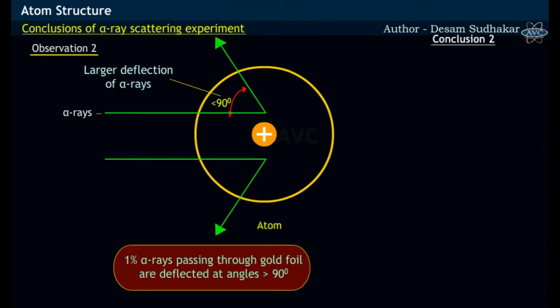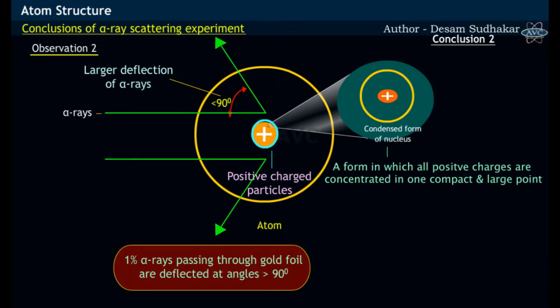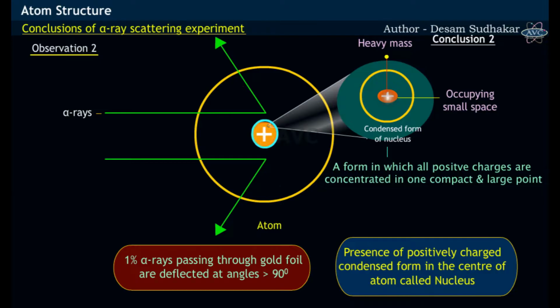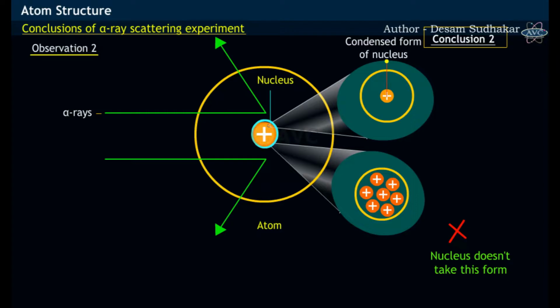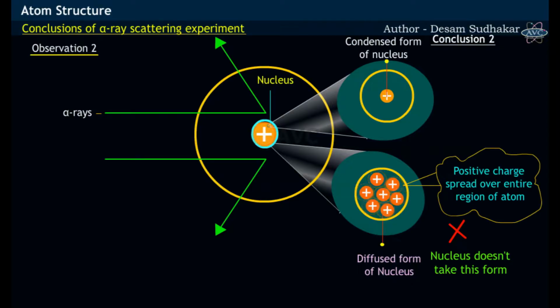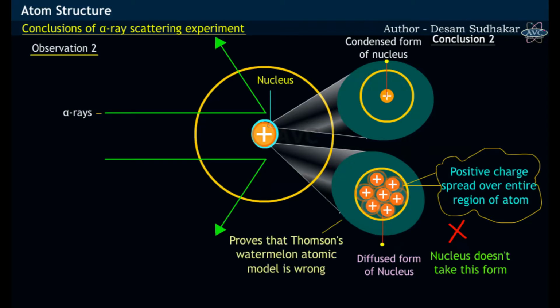From this observation, Rutherford concluded that the whole of the positive charge is concentrated in the center of the atom and takes a condensed form, as shown. This portion of positively charged heavy mass occupying small space is called the nucleus. This conclusion of Rutherford has ruled out the existence of positive charge in an atom in diffused form, with positive charge spread all over the atom, as suggested by Thomson's watermelon model.